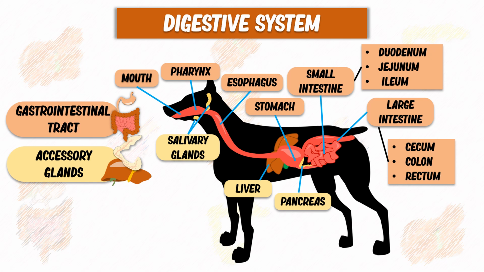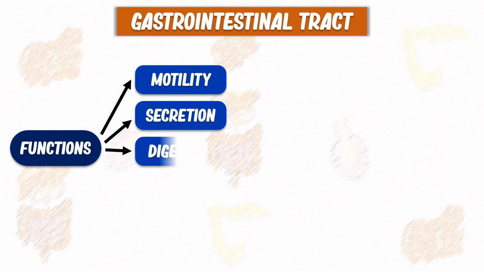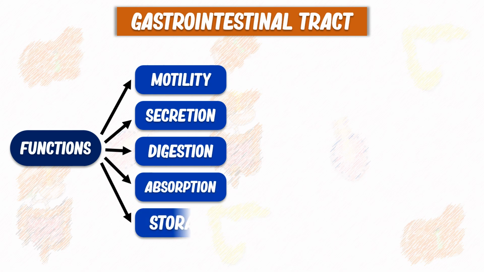The digestive system is a complex structure with numerous anatomical and physiological peculiarities depending on the species being studied. Its primary function is to break down the macromolecules ingested through food into micromolecules, making them small enough to be absorbed by the intestinal epithelium. To break down nutrients at this level, the system performs 5 main functions: motility, secretion, digestion, absorption, and storage.